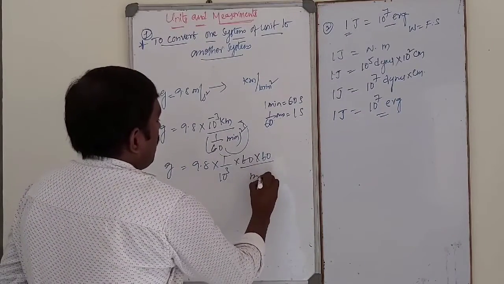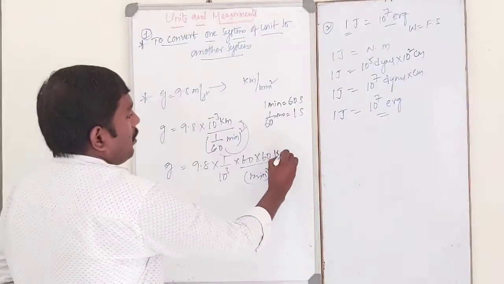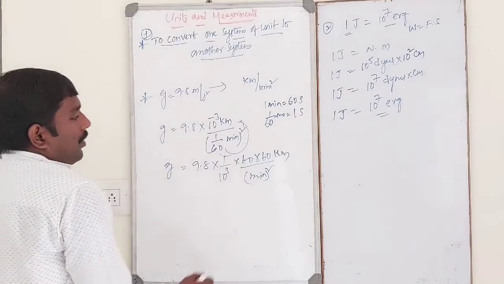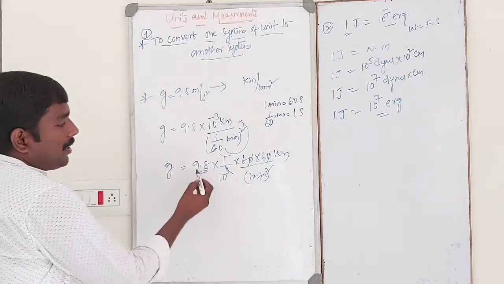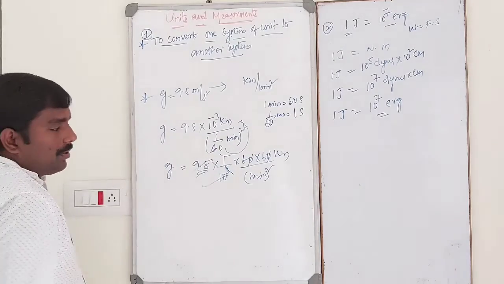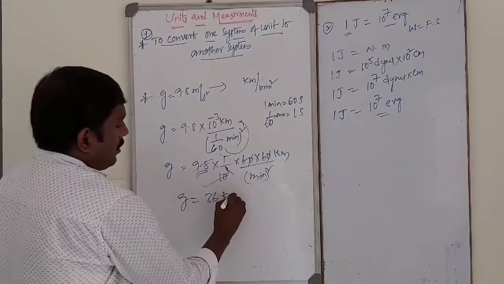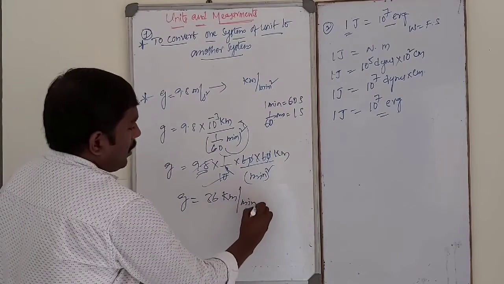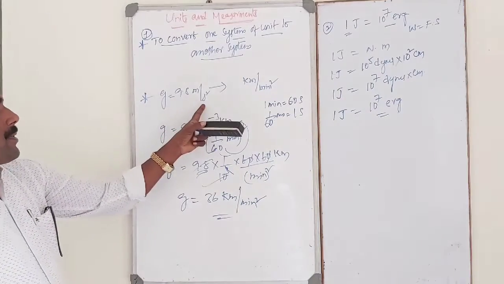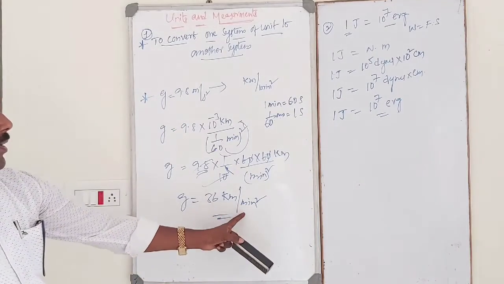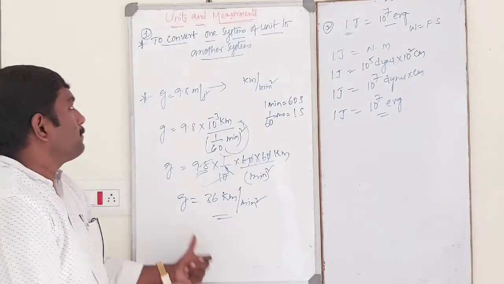That is 60 into 60 divided by meter square, of course kilometer by minute square. Okay students, the zeros cancel out. 9.8 is approximately 10, so that cancels out. So g is equal to 6 into 6, 36 kilometer per minute square. So 9.8 meter per second square is nothing but 36 kilometer per minute square. This is the direct conversion method.